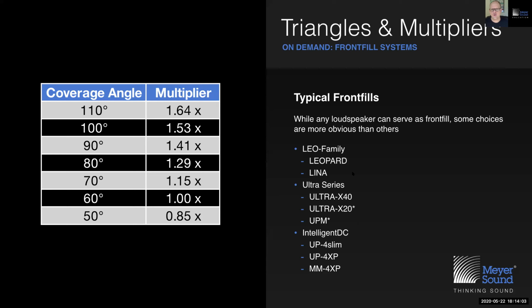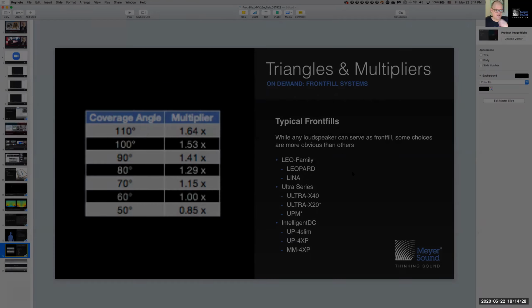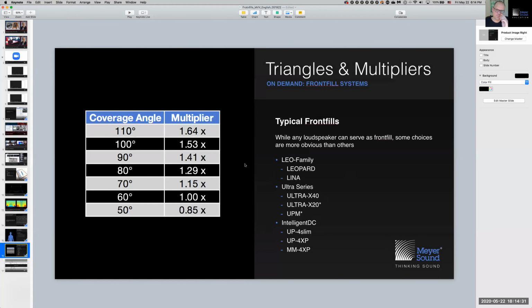These are your usual suspects, and of course all these loudspeakers have various coverage angles depending on how the horn is rotated, typically anywhere from 50 degrees at the narrowest to as much as 110 degrees, such as a Leopard. And with each of those coverage angles, there's a multiplier involved that we discussed during previous webinars that will also show up today. So that brings us to the part where we look at how to space the front fills, depending on whether I have a straight stage edge or a curved or arched stage edge.